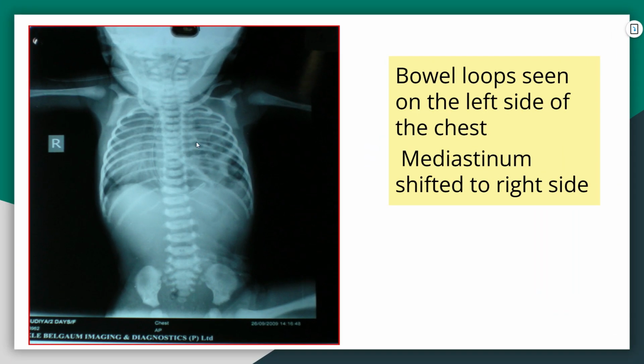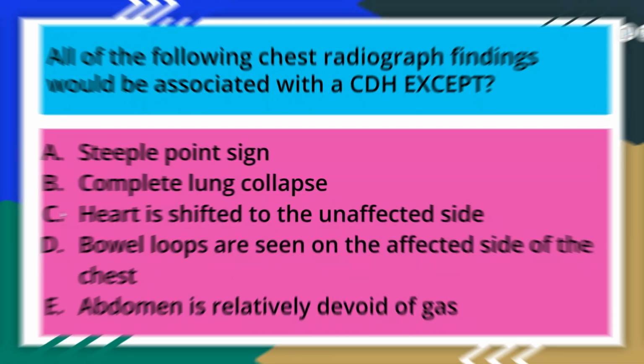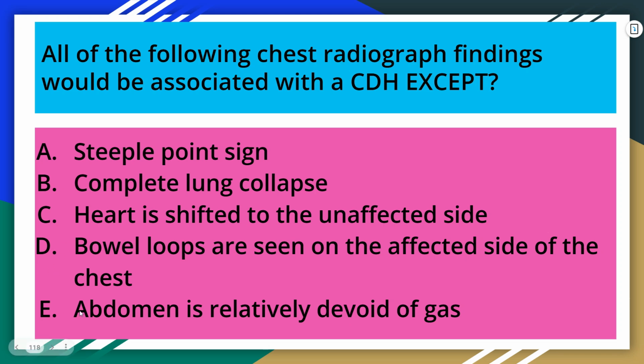Bowel loops are seen on the left side of the chest. If you see the mediastinum, it is shifted to the right side. The abdomen is relatively devoid of gas. So B, C, D and E, these four findings could be associated with CDH, but not the stipple point sign.